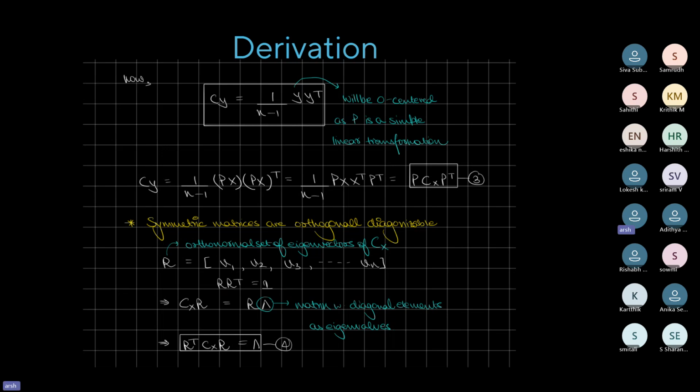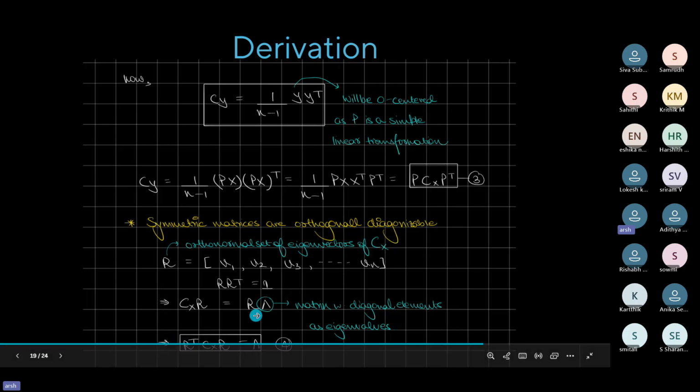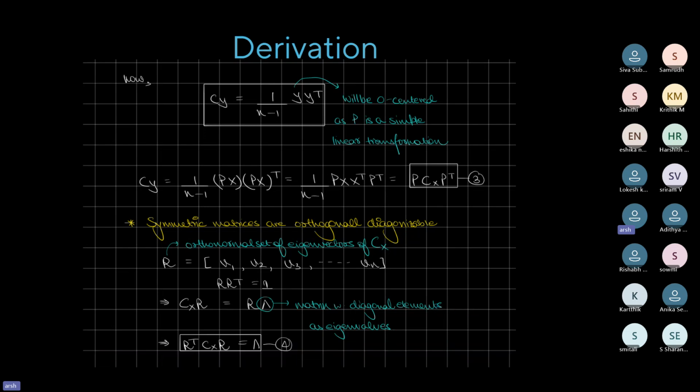V1 transpose V2 will be 0, the dot product will be 0, and the dot product of V1 with itself will be 1. So all the diagonals will become 1, and all the other elements will become 0. So R R transpose would give you the identity matrix. Then you write Cx R equals R capital lambda. Capital lambda is nothing but a matrix with diagonal elements as its eigenvalues.